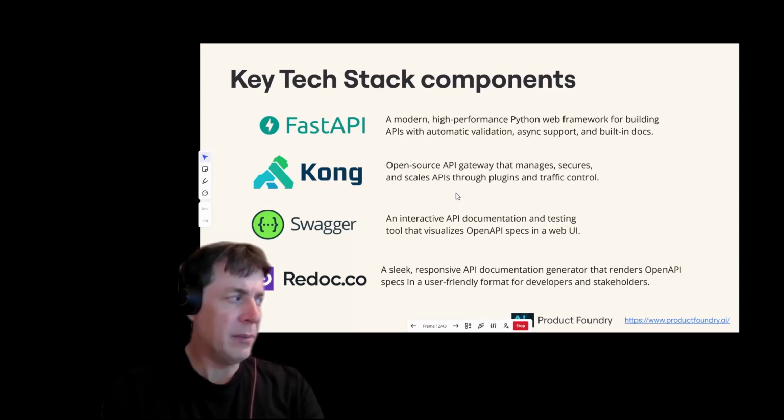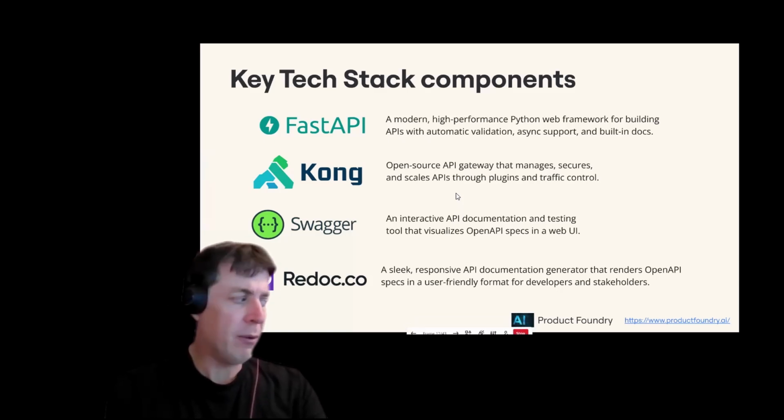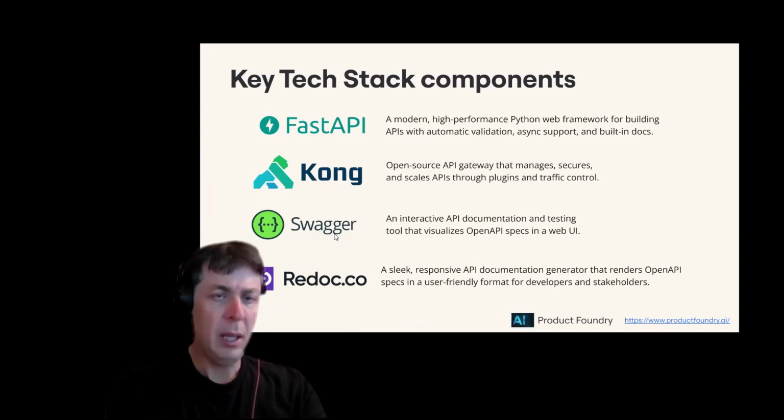Kong is a piece of tech, which is a gateway, which we'll cover off in a second. And then Swagger and Redoc is documentation, which creates really good, solid documentation for your APIs.